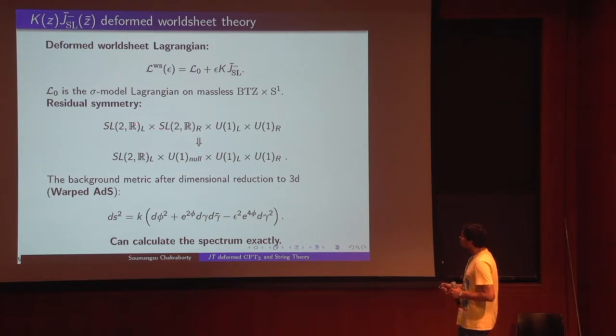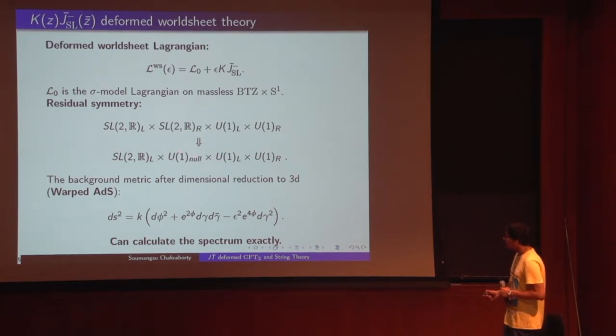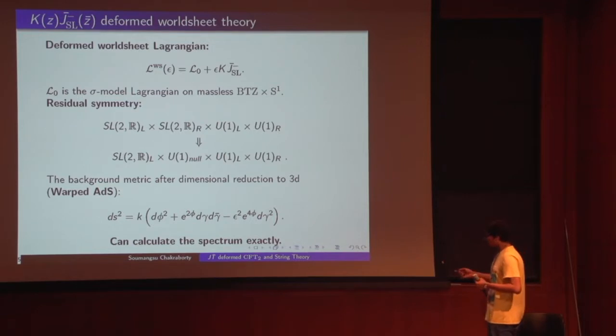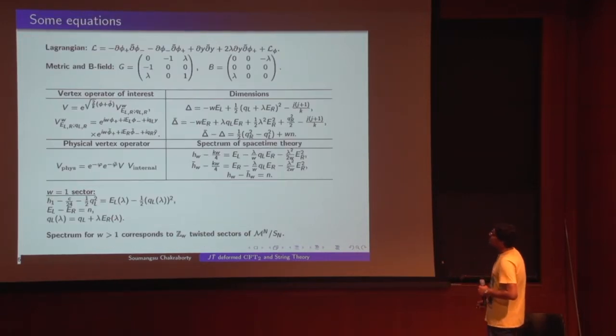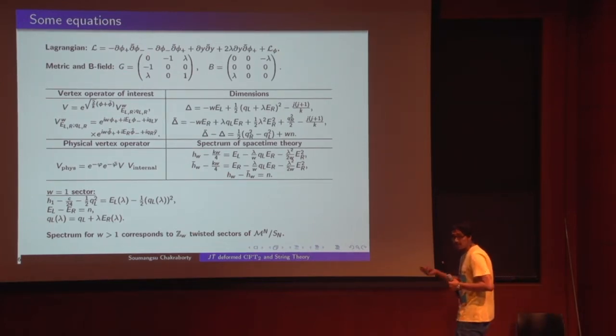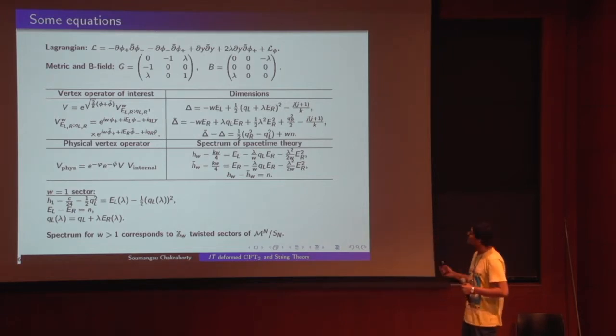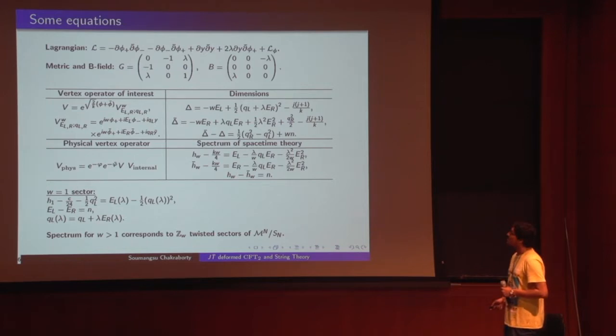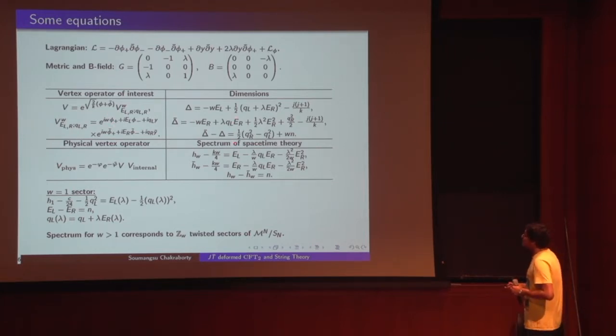Initially, to start with, we had two copies of SL(2,R) left and right. Upon deformation, the left remains unbroken. The right gets broken to U(1) null. And the background upon reduction to three dimensions takes this particular form, which is popularly known as warped AdS. And one can calculate the spectrum exactly. Let me flash a few equations. So this is the Lagrangian in the deformed theory. To calculate the spectrum in this theory, you need to perform some calculations similar to those done in Narain spectrum in toroidal compactifications. In the background, G and B, these are the vertex operators. These are the dimensions of the vertex operators. And using the AdS/CFT dictionary, one can construct the spectrum which takes this form.